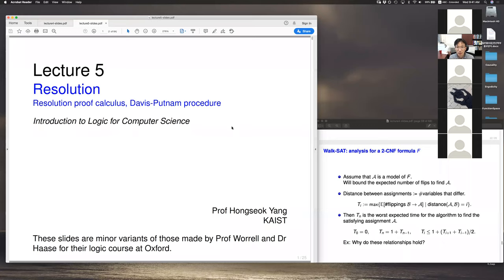Okay, so now we're going to move on to resolution. In some sense, resolution is the big topic of the course. It's the basis of the modern SAT solvers, especially SAT solvers with clause learning, and also first-order logic solvers, automated theorem provers for first-order logic. Many of them are based on the idea of resolution. So we're going to study resolution for propositional logic now, and later we will study resolution and analyze its properties for first-order logic.